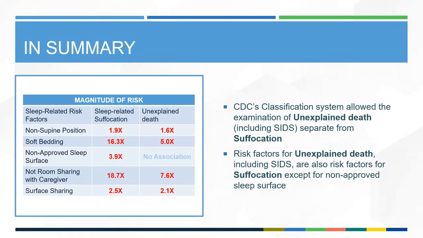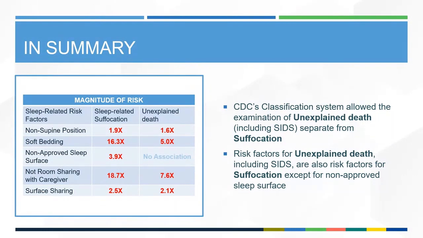So to summarize all of these findings, the magnitude of risk associated with sleep environment factors was generally larger for suffocation. The magnitude of risk associated with soft bedding and not room sharing was more than twice as large as the risk for unexplained death. The confidence intervals for the estimates of suffocation risk associated with both soft bedding and room sharing were pretty large, likely due to the smaller cell size for the suffocation group as compared to the unexplained death group. But the large difference suggests a likely clinically meaningful difference that warrants further examination.